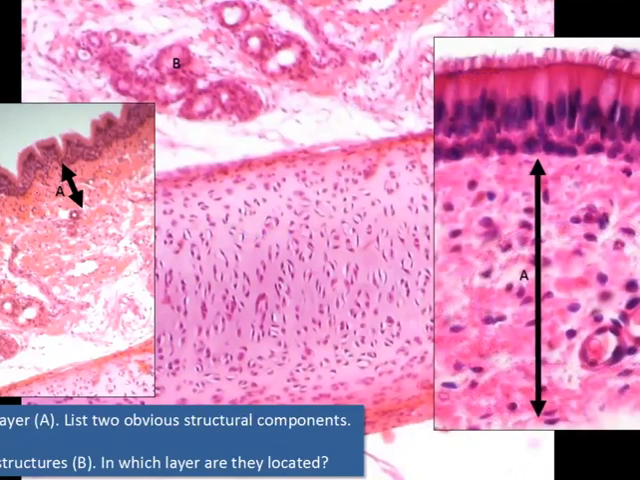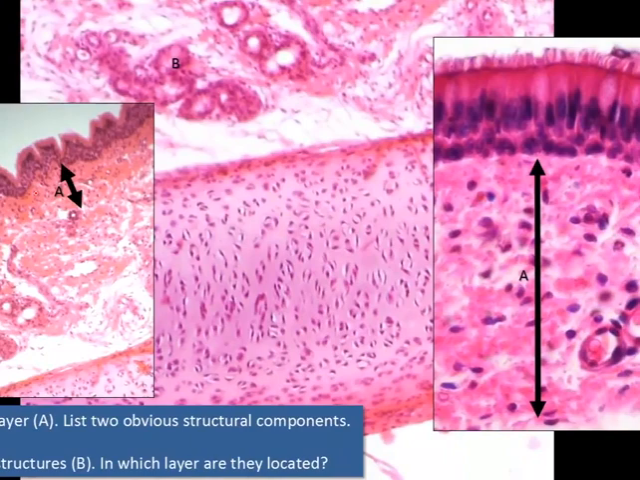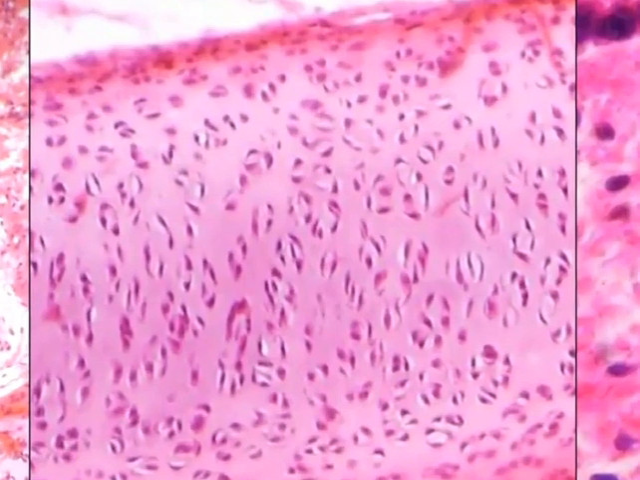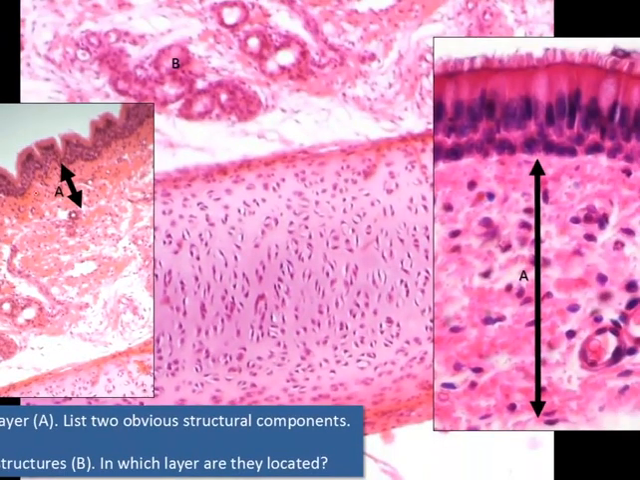Identify the layer A, list two obvious structural components, and identify the structures B. In which layer are they located? Look at the photomicrograph on the right side, the magnified one. The epithelium is a typical respiratory epithelium. The middle photomicrograph shows a cartilage ring indicating that the sections are taken from the tracheal wall.